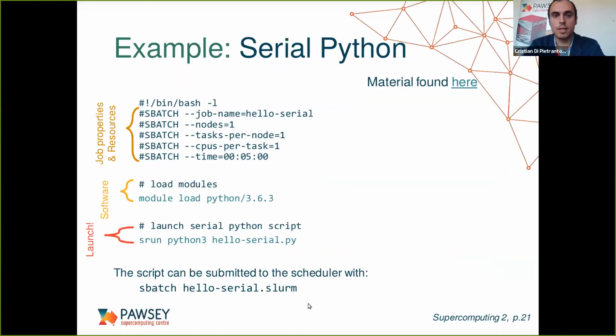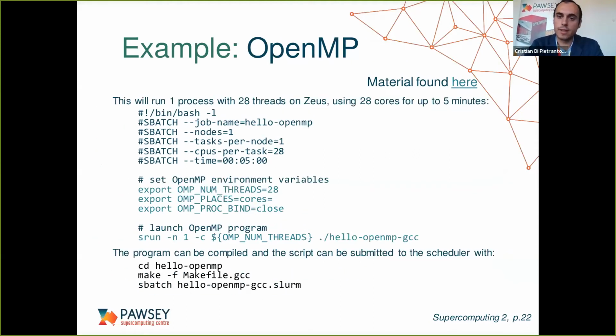Okay, this was a serial example. We can go further and try a more advanced one. Advanced in the sense that, this time, we will use the OpenMP framework, the one that I briefly talked about previously. This program will create a single process, but that process will create multiple threads. In this example, 28 threads, one for each core available on a Zeus node.